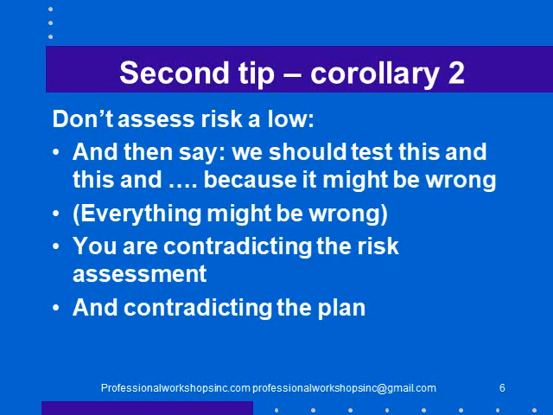Corollary 2 to the second tip: don't assess risk as low and then say, oh, well, I know we developed an audit program for low risk and it didn't have a lot of work, but in my auditing textbook, there's this test and that test. Well, let's do this test, and this could be wrong. And oh my goodness, there might be fraud. We better throw in some testing for fraud because we always have to test for fraud. Everything might be wrong. Well, you're contradicting the risk model and contradicting the plan and doing too much work and auditing a less complicated entity in the most complicated way you can possibly imagine.